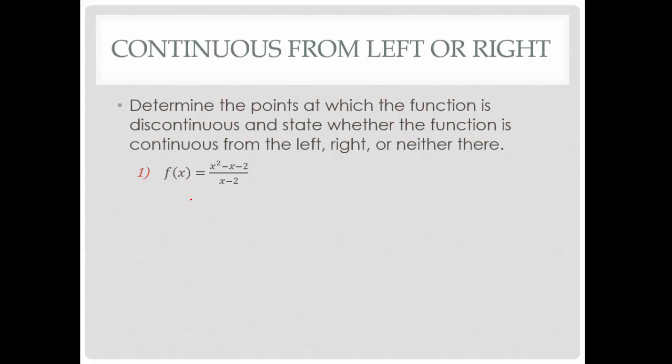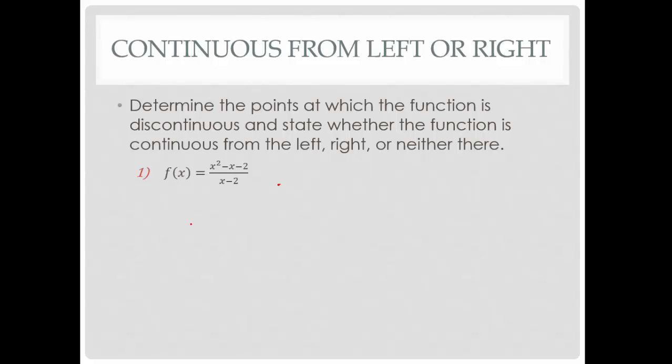So if you recall, we actually already determined that this has a discontinuity at x equals 2 and that it was a removable discontinuity. So what we want to do is determine at x equals 2, is it continuous from the left, the right, or neither? So we need the same 3 pieces of information that we used before.